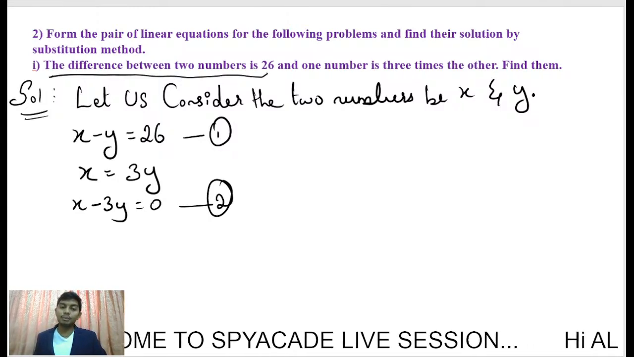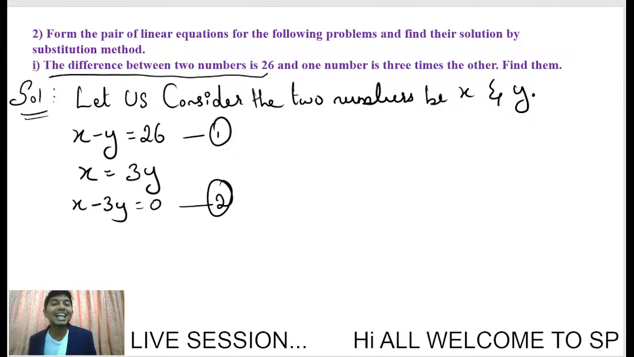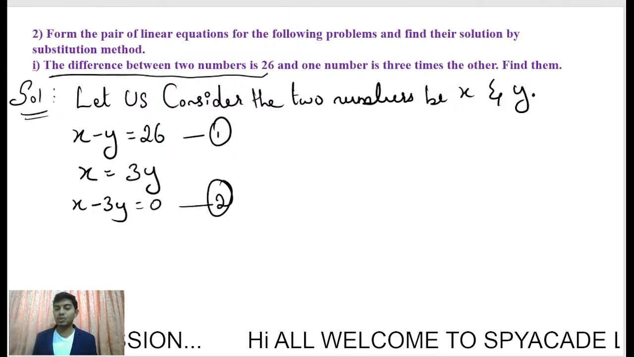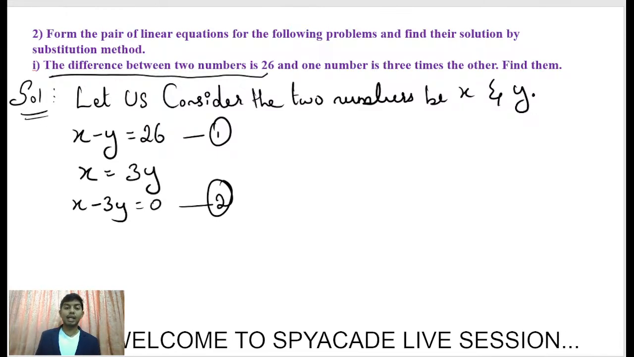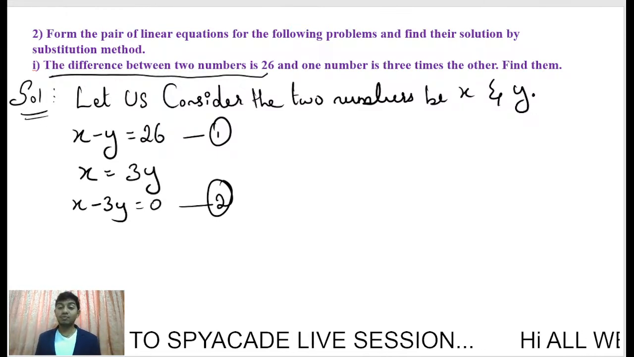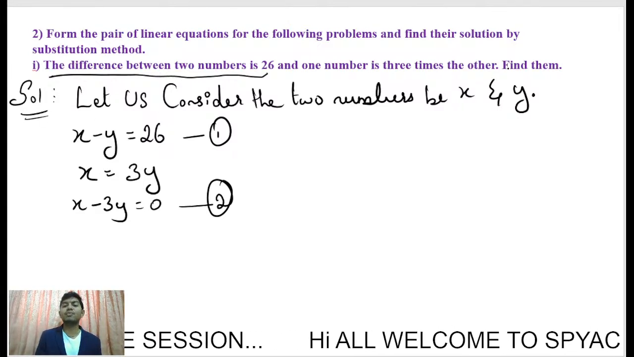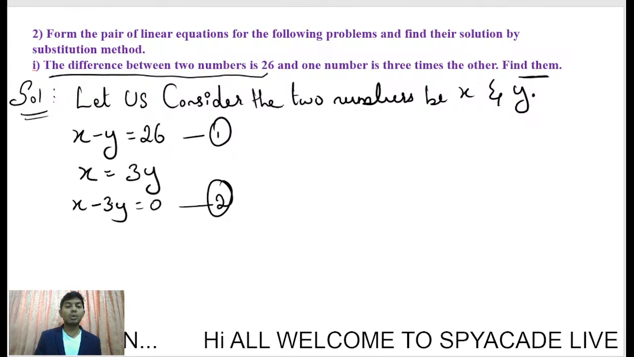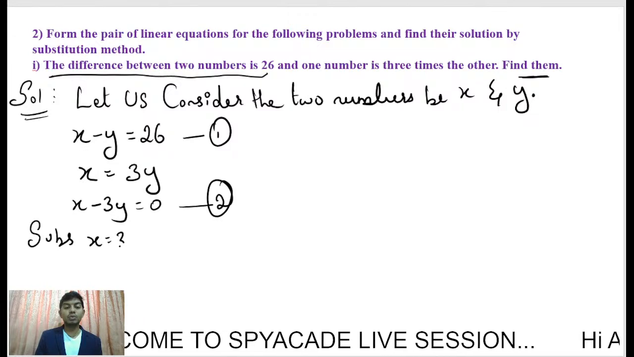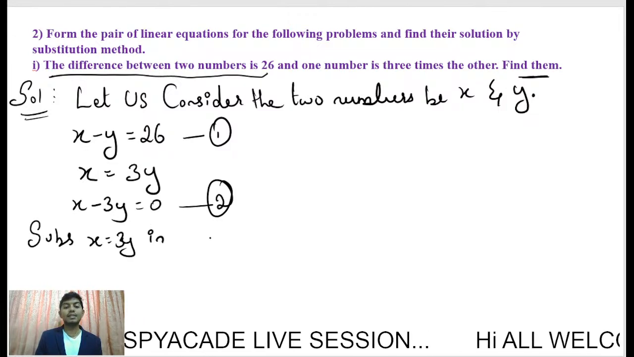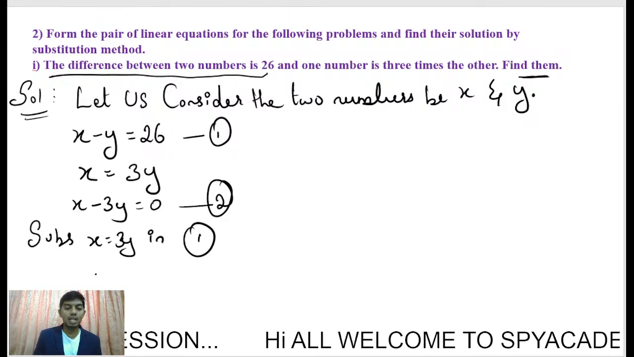Is it clear for everyone? We found two linear equations based on the statement which they had given. Now we have to find the value of x and y, because that's what they have asked. So what we are going to do now is substitute x is equal to 3y in the first equation.